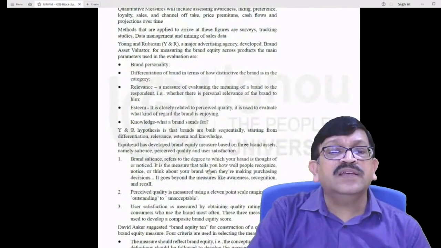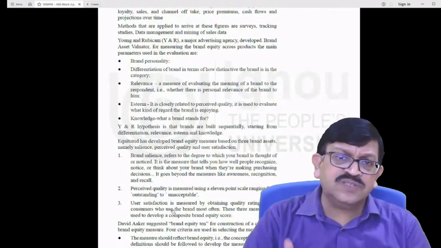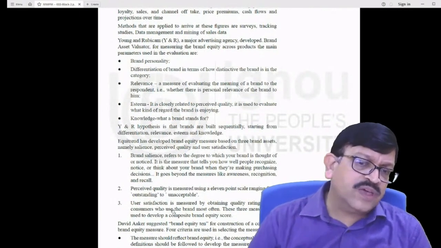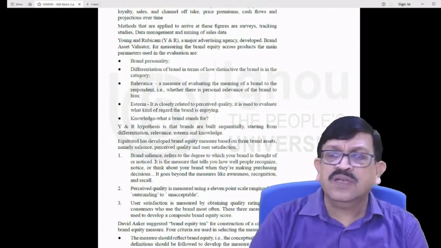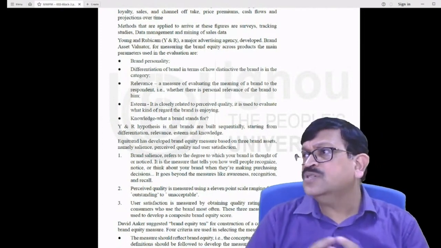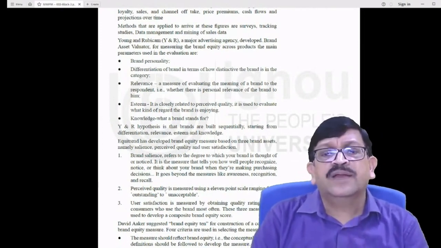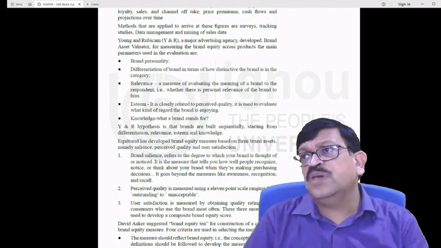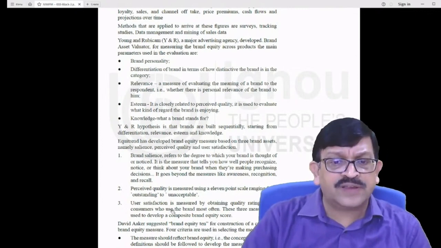One is called brand salience, product perceived quality, and user satisfaction. Most of these terms are often used interchangeably, but the point is what each one stands for. Brand salience talks about how much your brand is thought of when you are making the purchase, or how much it has been noticed. It goes beyond recognition, awareness, and recall factors.